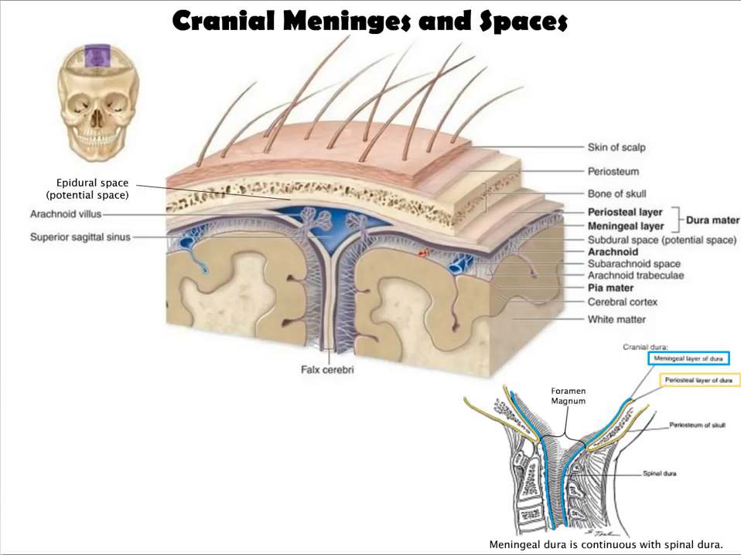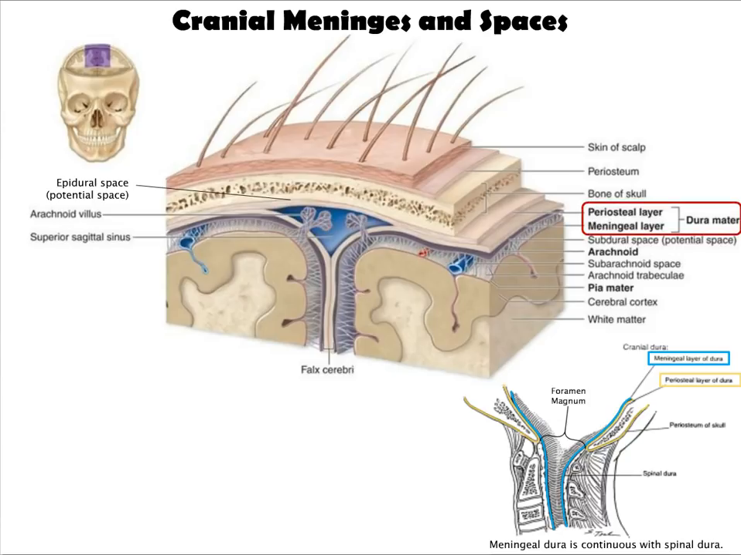Similarly, the epidural space is also a potential space. This is the space between the dura mater below and the calvaria above. The epidural space will contain the meningeal arteries. In the cranial cavity, the dura mater is bilayered.